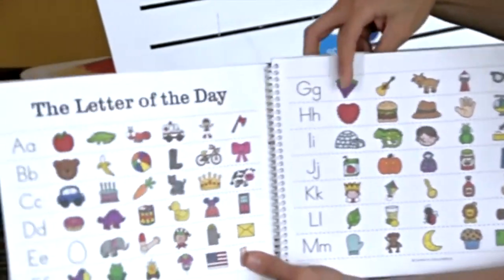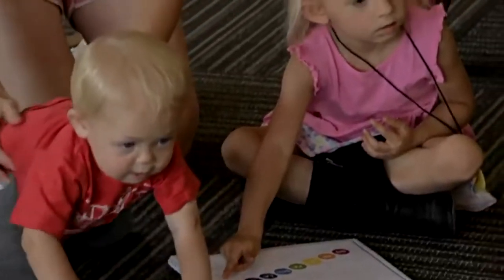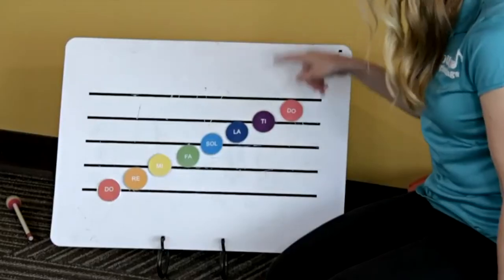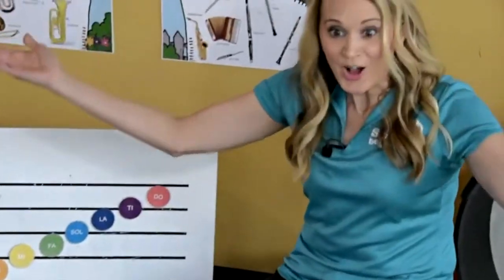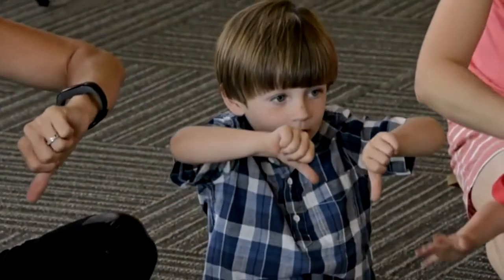Our student workbook includes pointing pages we use in class to teach steady beats, tracking left to right, and staff awareness. We also prepare students for the Let's Play Music program with early exposure to solfege hand signs.